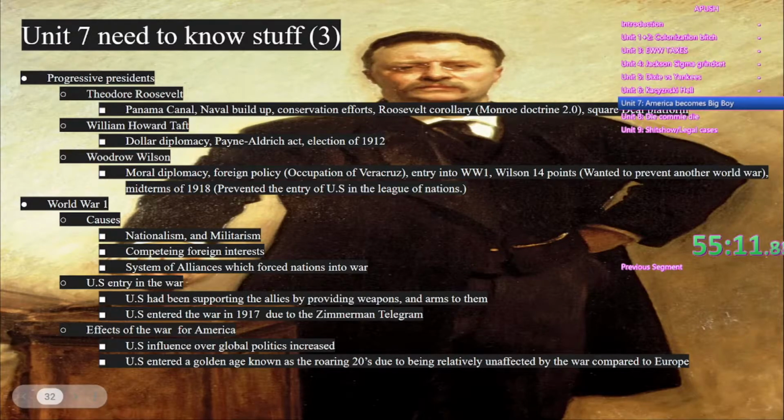And the effects of the war for America was that U.S. influence over global politics increased, and the U.S. entered a golden age known as the Roaring '20s due to being relatively unaffected by the war compared to Europe.